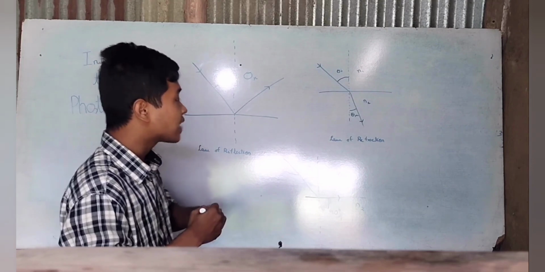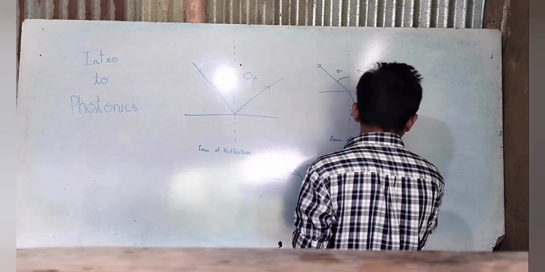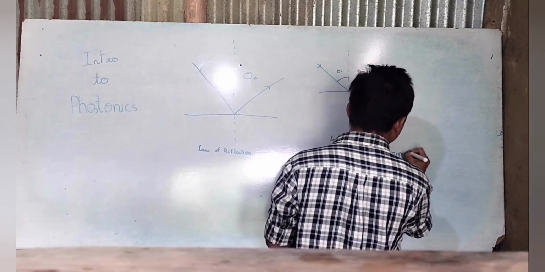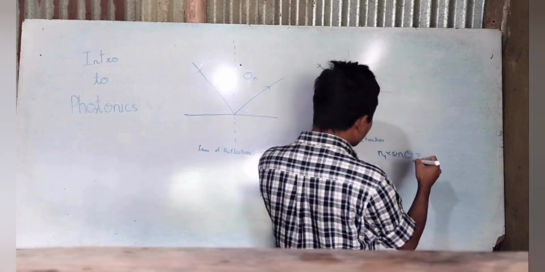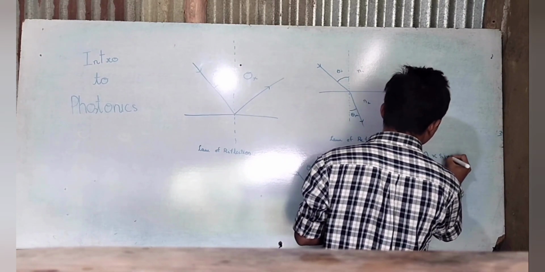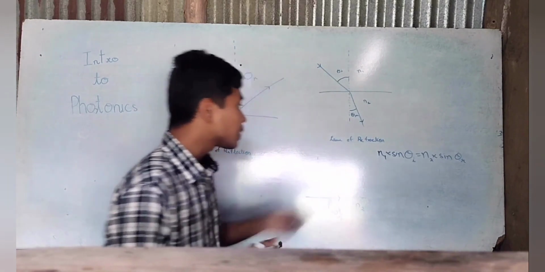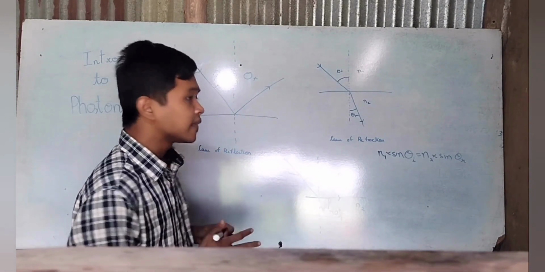it says that the product of the refractive index of medium 1 and the sine of the angle of incidence is equal to the product of the refractive index of the second medium and the sine of the angle of refraction. So we have Snell's law, and going according to this, we have another concept. That is the critical angle.